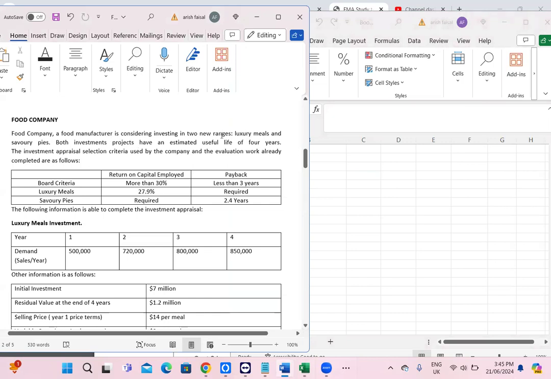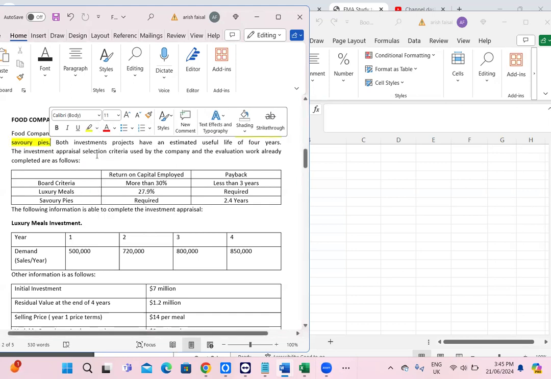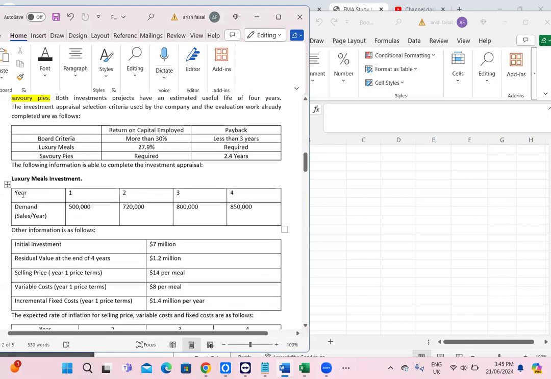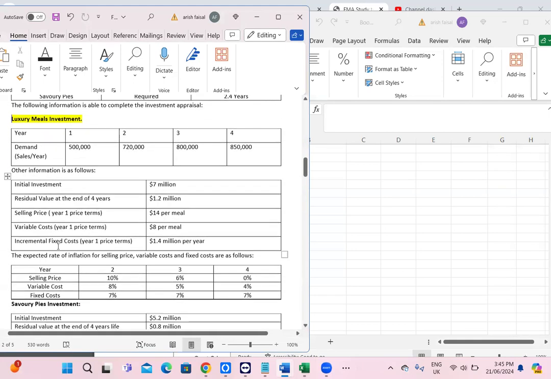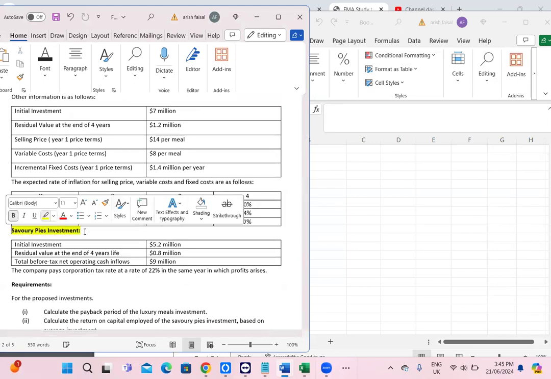It says that it's a food manufacturer and it's considering investing in two new ranges, which are luxury meals and savory pies. So basically, you have two different investments over here, and you are supposed to evaluate them. The information for the luxury meals investment is given over here, and then you have the other one, the savory pies investment, and the information for that is given in this part of the question.